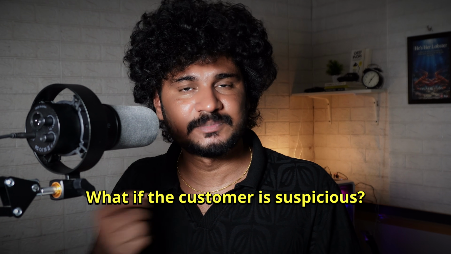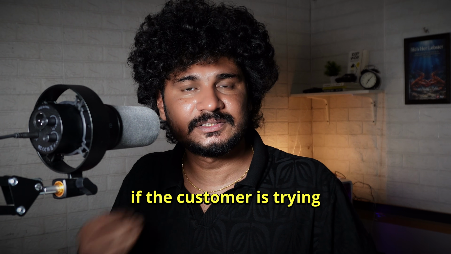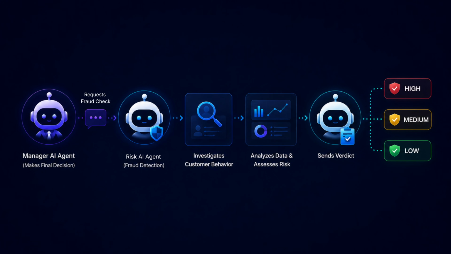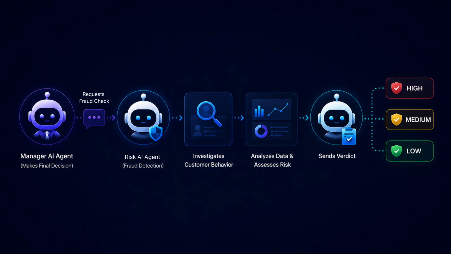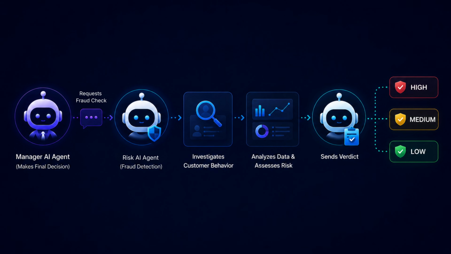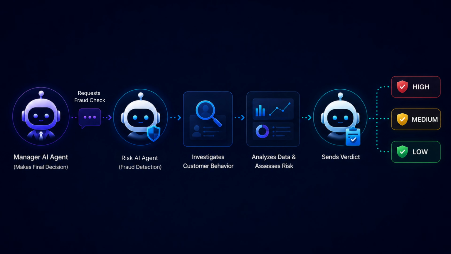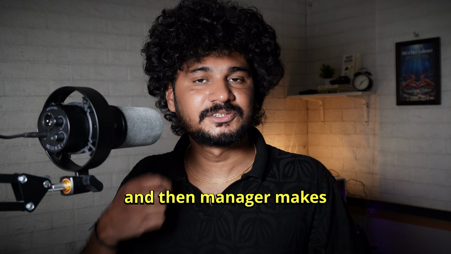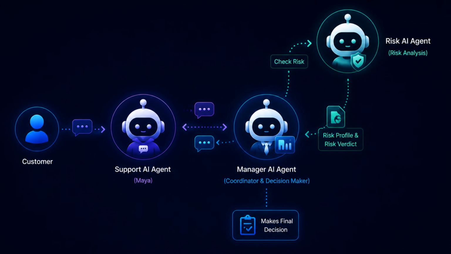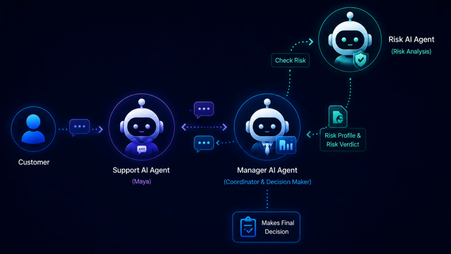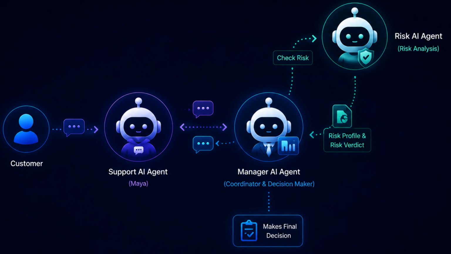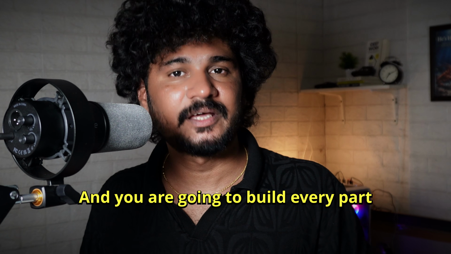But there's a problem. What if the customer is suspicious? What if the customer is trying to abuse the system? That's where our third AI agent comes in. The manager calls a third AI agent whose only responsibility is fraud detection. The fraud agent investigates the customer's behavior and sends back the verdict, and then the manager makes the final decision. We are going to build three AI agents, different responsibilities, working together, talking to each other, sharing information, making decisions just like a human team. And you are going to build every part of it.